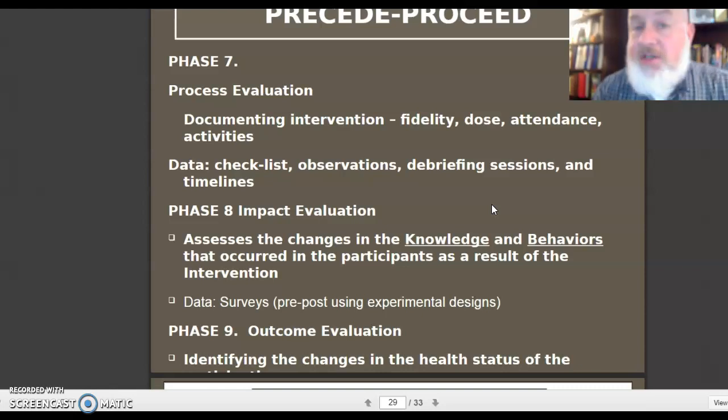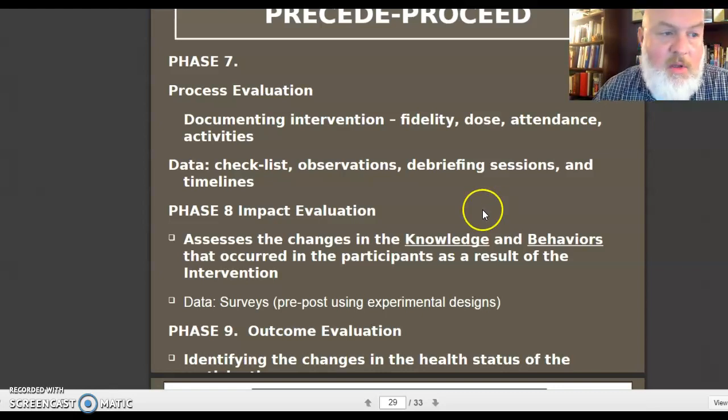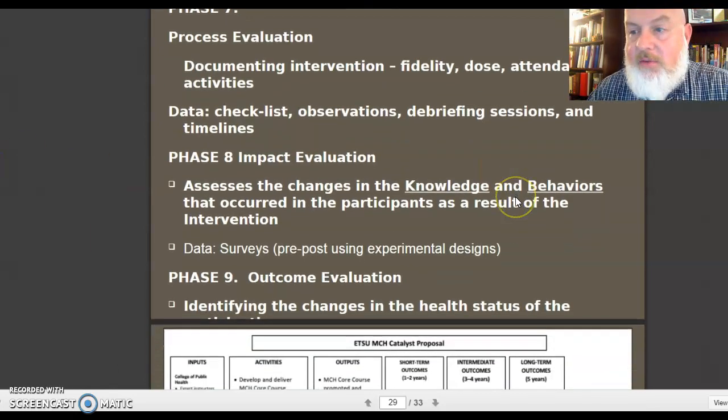Look and see then phase 8, impact. Assessing changes in knowledge and behaviors. These are usually short-term things that occur, using a pre and post survey. And then what are your outcomes? Identifying changes in health. Maybe you want to do some data surveys to follow up through time.